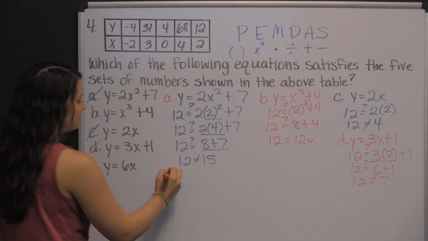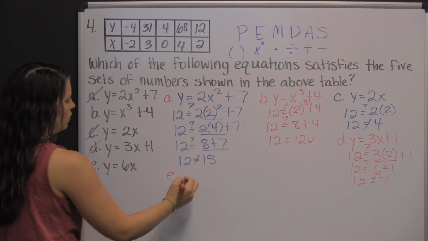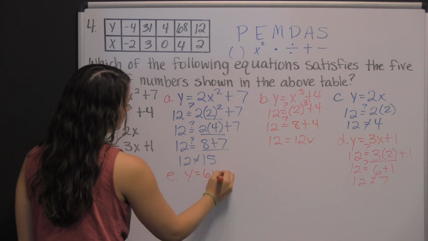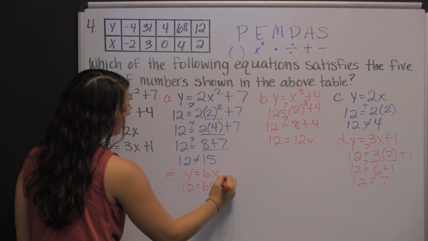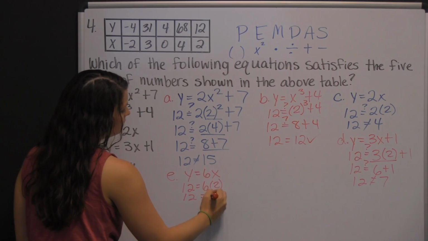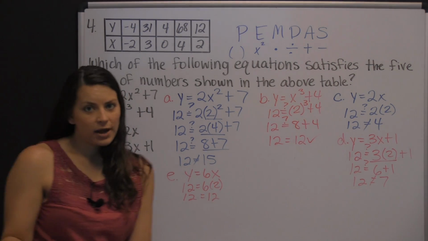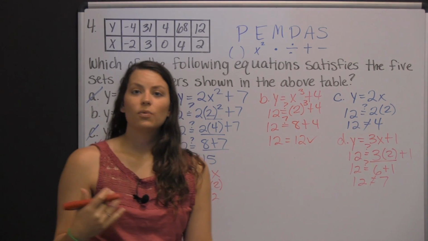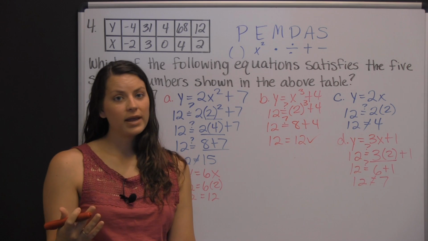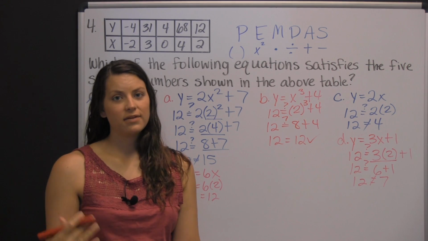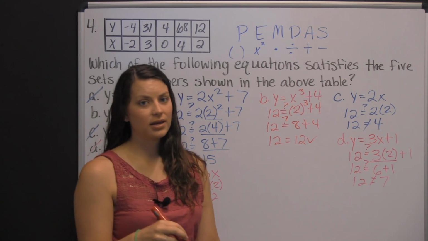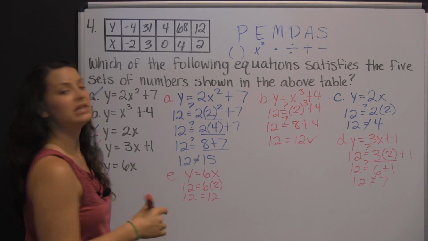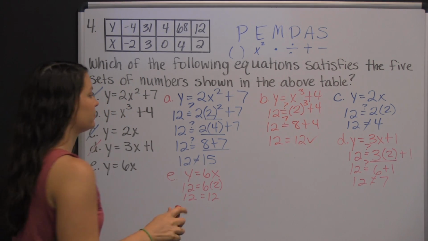Let's try E now. Y equals 6x. Again, y is 12. We want to see if that equals 6 times 2. 12 does equal 12. So this is what I was talking about, because you can have more than one equation that works on one set of numbers. So to determine which one is the correct answer, we need to test another ordered pair.